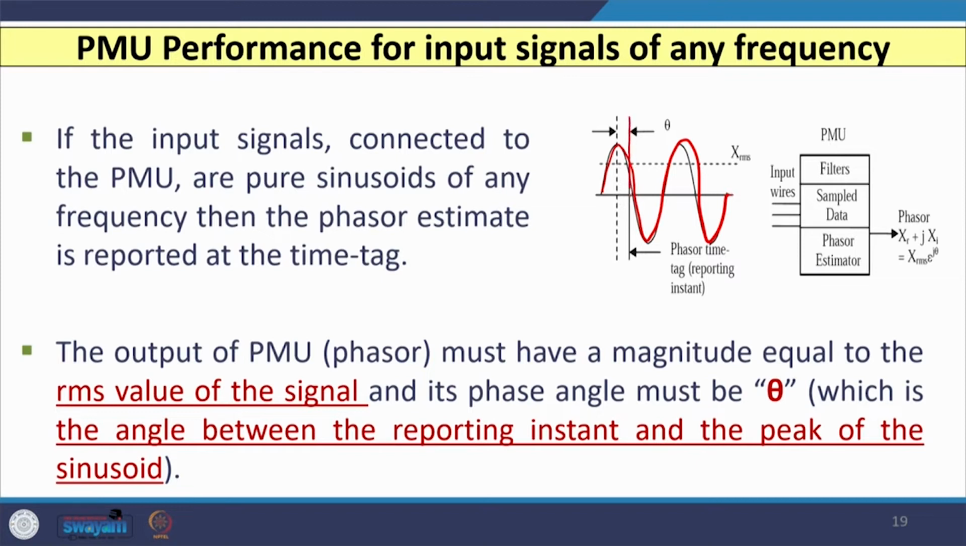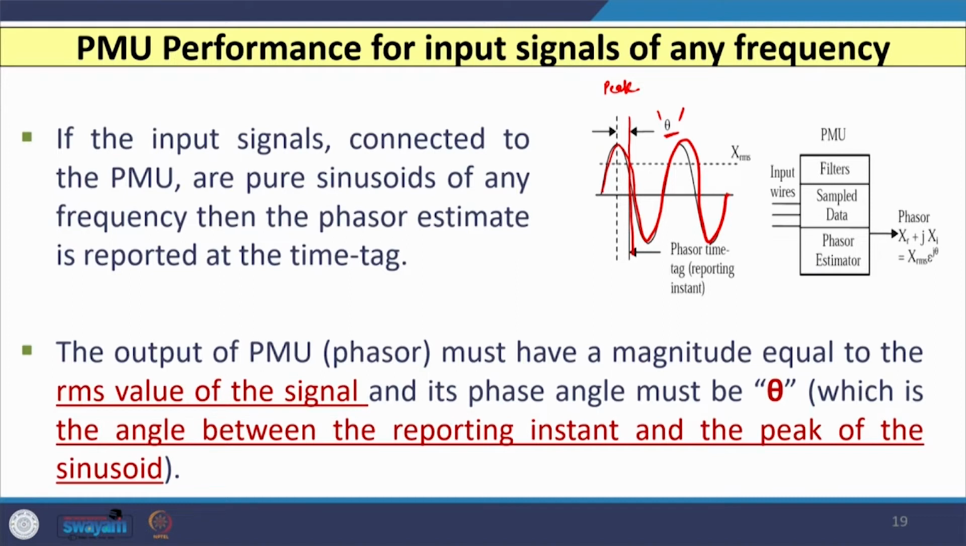So, this hard line is nothing but the reporting instant phasor timestamps, and this reporting instant is measured with reference to the dotted line, which is a peak value. Whatever is the difference between the peak and the reporting instant is denoted by the term theta, and when you give input to the PMUs, the PMU has several filters.